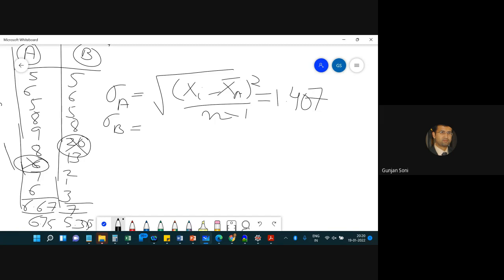Others should also write their answers so that we know. See, this exercise you will have to do anyway. In the exam also you need to do this exercise, so you need to be well conversant in doing all this. Okay, Shubhangi is saying 1.39. Okay, 1.401 and sigma B is 3.56.